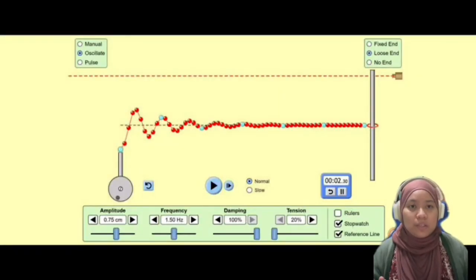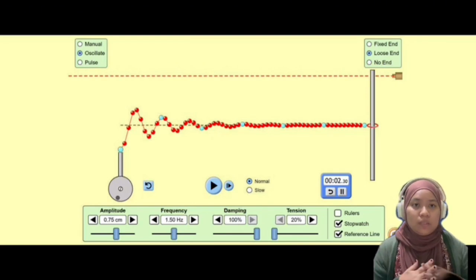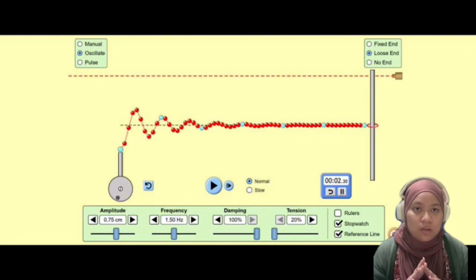Assalamualaikum warahmatullahi wabarakatuh. My name is Nuraina Akila binti Burhanuddin, and today I will explain my Lab 5, which is the topic of waves, part 2 for the loose end.